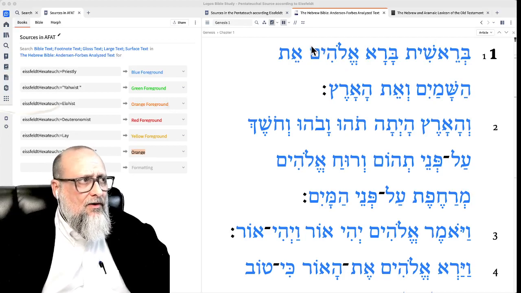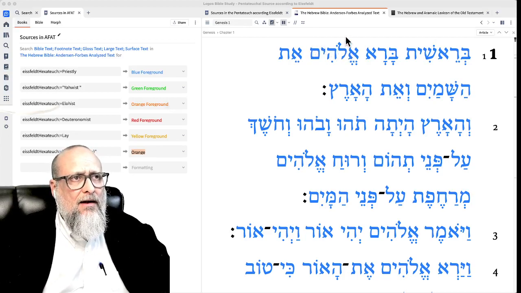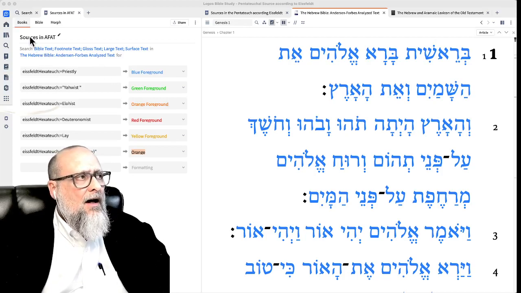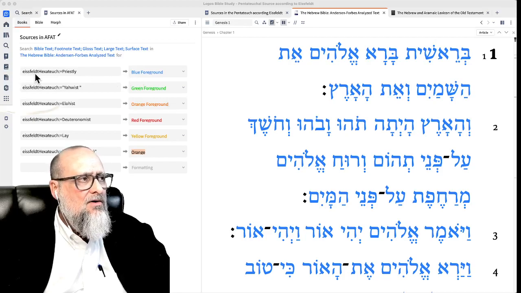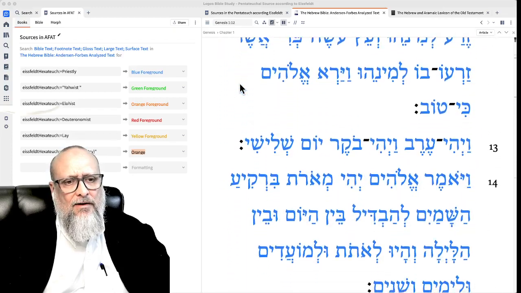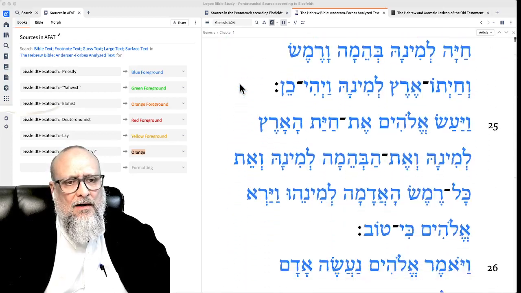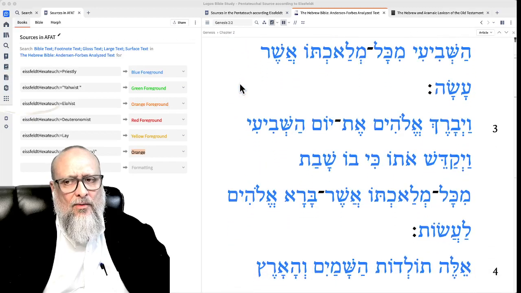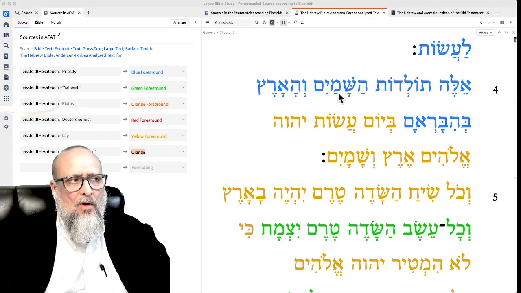And this is Logos Bible software and their Andersen-Forbes analyzed text, and there's a filter. I've had it for years. I don't know really where I got it from, but it outlines the sources according to a very common approach, Eissfeldt's approach. And in this, the P source is in blue, and you can see that nearly everything in chapter 1 is assigned to that source, all the way down through chapter 2, verse 4b.